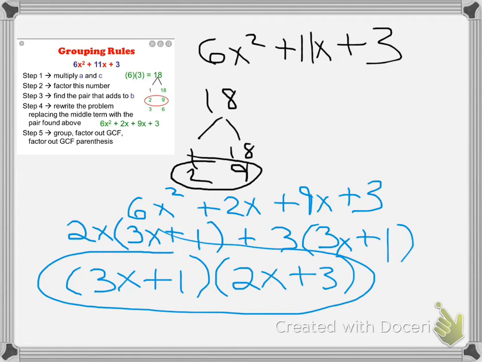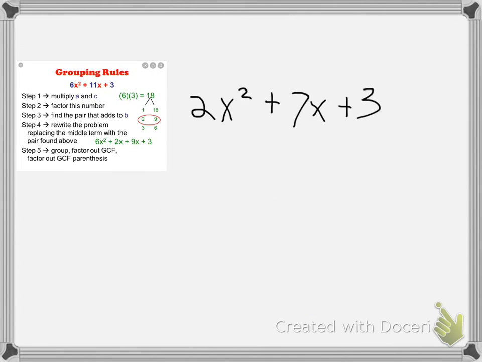But that's how you do factoring by grouping. And we'll look at one more problem on my second slide. This one right here. 2x squared plus 7x plus 3. We're going to do the exact same steps. So I'm going to start out, as always, by multiplying the number in front of your x squared times your last number without the x. 2 times 3 is 6.